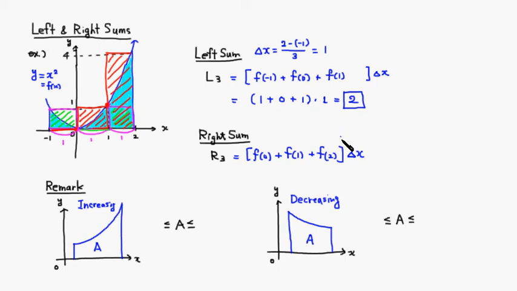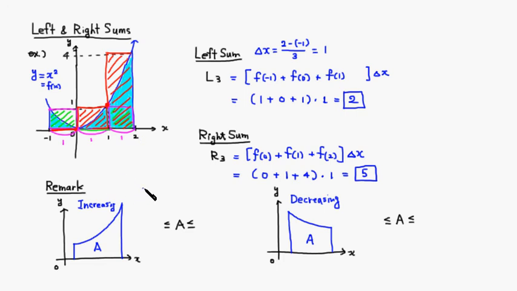So this is going to be equal to f of 0, which turns out to be 0, plus f of 1, which is 1 squared, so it's 1, and f of 2, which is 2 squared, so 4, times 1. Which is going to be 5 times 1, so it's 5. So the right sum turns out to be 5. That's how you find the left sum and the right sum.